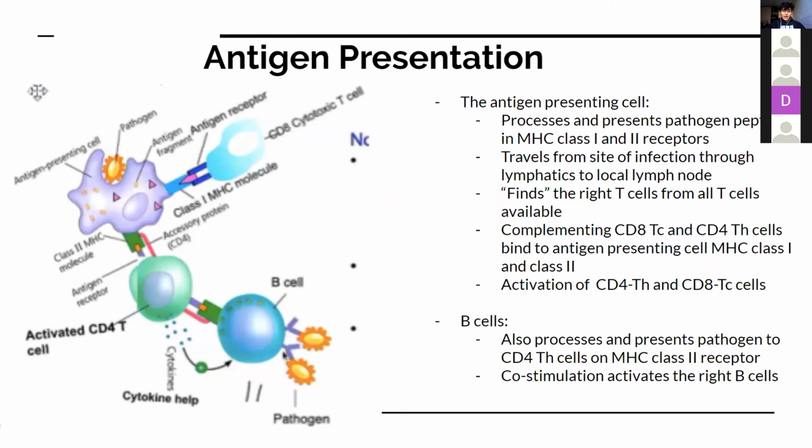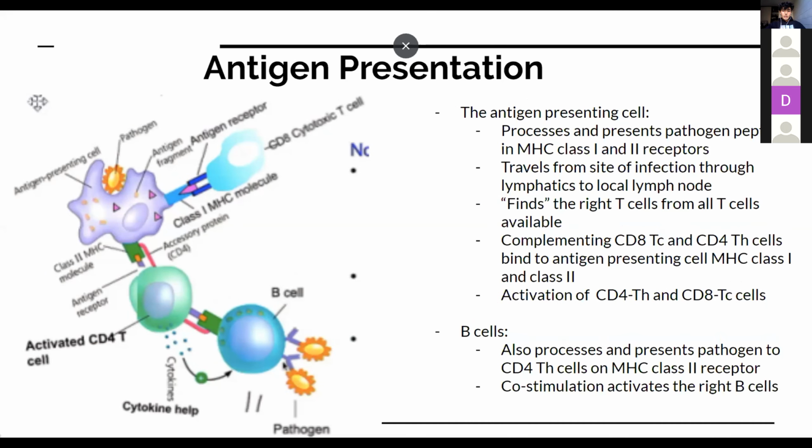I remember seeing this diagram and thinking, what's going on? It's a bit crazy. You've got your antigen presenting cell, which processes and presents the pathogen peptides in MHC class 1 and class 2 receptors. This is like a dendritic cell which travels from the site of infection through lymphatics into a local lymph node and effectively finds the right T cells from all T cells available. Then the complementing CD8 T cell and CD4 T helper cell bind to this APC's MHC class 1 and class 2 receptor, and get activated from there.